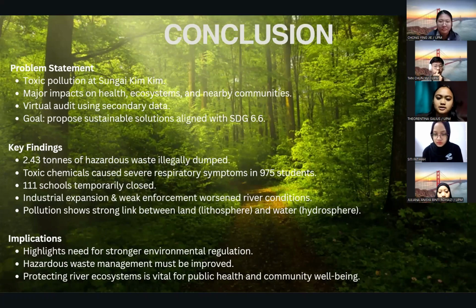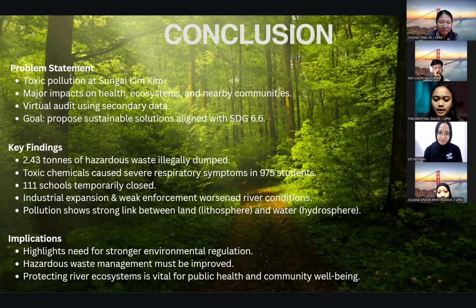Next, key findings. We found that 2.43 tons of hazardous waste were dumped illegally. This released toxic chemicals like benzene and toluene. This incident affected 975 school children and forced 101 schools to close. Long-term industrial activity, rapid urbanization, and weak enforcement also worsened the river condition. We also noted that hydrosphere and lithosphere system are strongly connected. Polluting one affects the other.